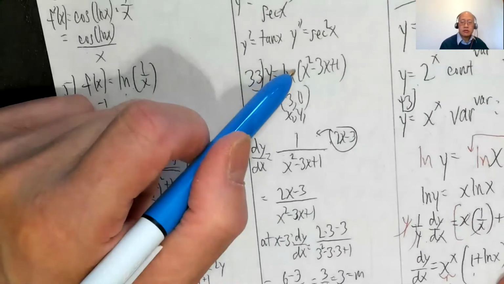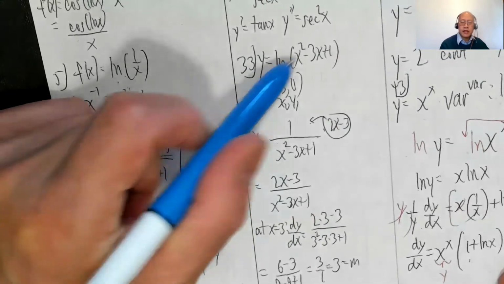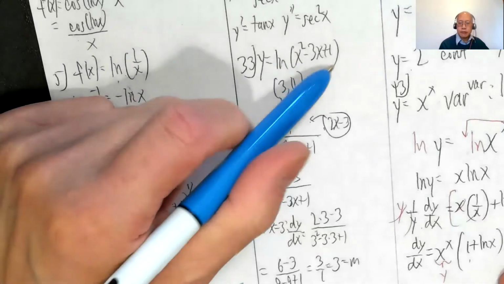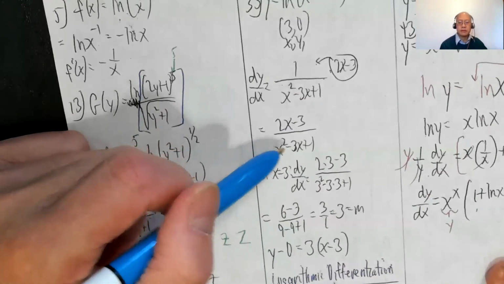33, y equals ln of x squared minus 3x plus 1 at the point (3, 0). So dy/dx is 1 over x squared minus 3x plus 1, then by the chain rule times the derivative of the inside, which is 2x minus 3. So 2x minus 3 over x squared minus 3x plus 1.